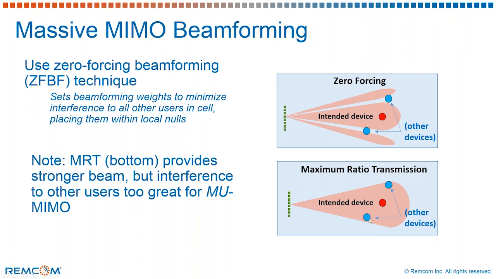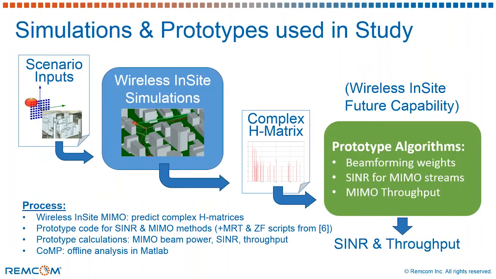In our study, we used simulations. We used Wireless InSite MIMO capability to calculate the propagation and generate what's called a complex H matrix for all of the channels between the large MIMO arrays and the users within the scenes. We then used prototype algorithms that are in development for future versions of Wireless InSite to calculate the beamforming weights, the signal to interference plus noise for MIMO streams, and the MIMO throughput.